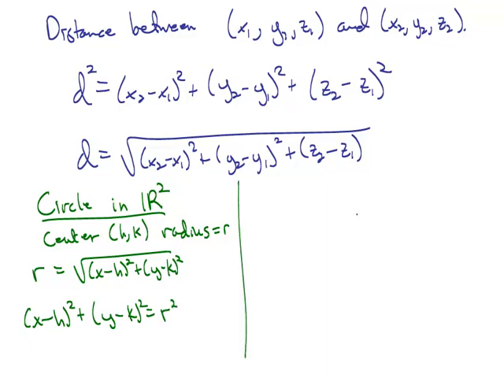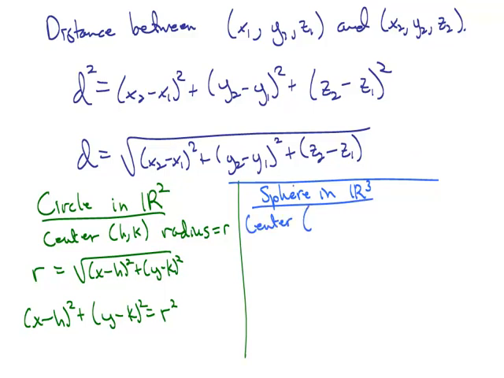Well, what's the analogous shape in R3? If we take a circle, add a dimension, what do we have? That's right, we have a sphere. So we have a sphere in R3, and let's suppose it has a center of, oh, how about H, K, and L, and a radius of R.